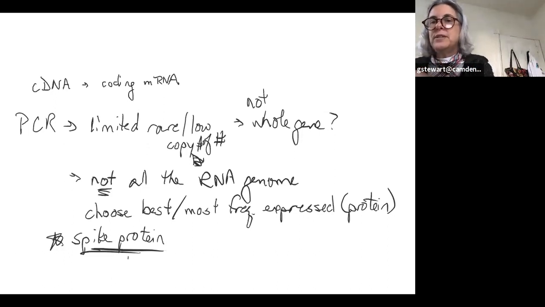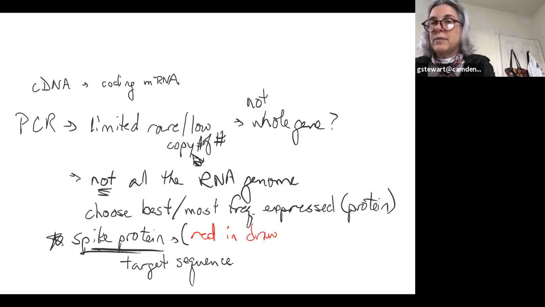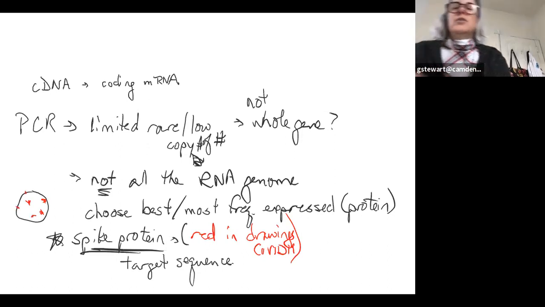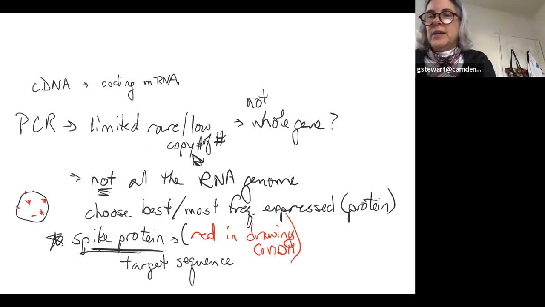So this is going to be what we call the target sequence. Okay, and I'm just going to put in parentheses here, it's the one that they always show in red in the drawings of COVID-19. Right, they always show it as like this circular thing, and then there's these little spike proteins, kind of like in triplets, that stick out all over it. So the spike protein is going to be the target sequence.